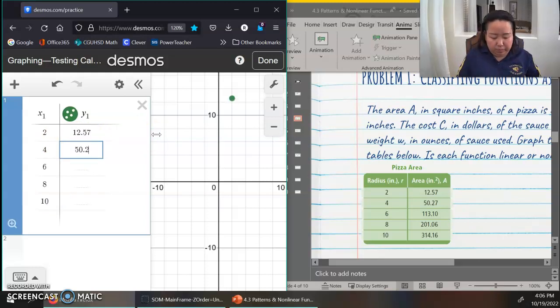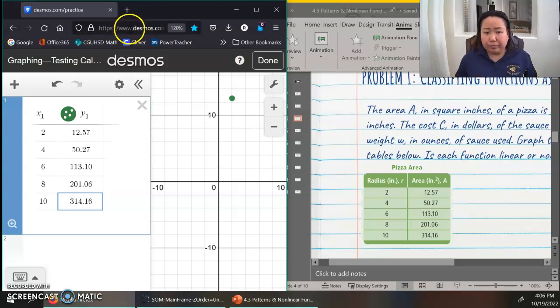12.57, 50.27, 113.10, 201.06, and then the other one is 314.16. Okay, so how can you view your points?